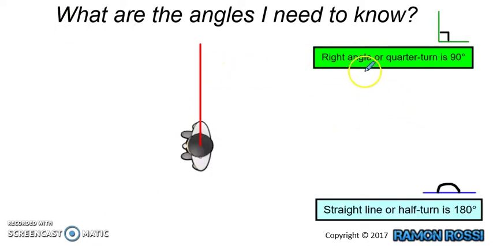Let's put them on the screen. So we've got the right angle, the first one, quarter turn, 90 degrees. Second angle we need to know now is a straight line, or this is also called a half turn. It's 180 degrees. Remember, that was 90 plus another 90. Now it's called a half turn because compared to turning all the way around and doing a full turn, he's done halfway. That's what he'd done.